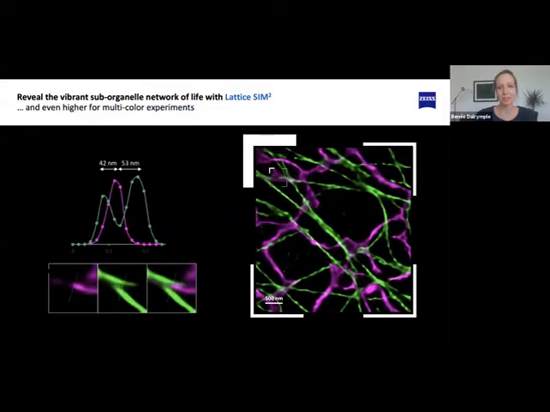Additionally, because we're looking at multicolor imaging, because there's no special sample preparation required, we can also, of course, try to understand how these different structures interact with one another and how they're related spatially. So here you see an example where we can measure the distance between the two structures quite precisely. In fact, even beyond the 60 nanometer level when we're talking about multiple channels.